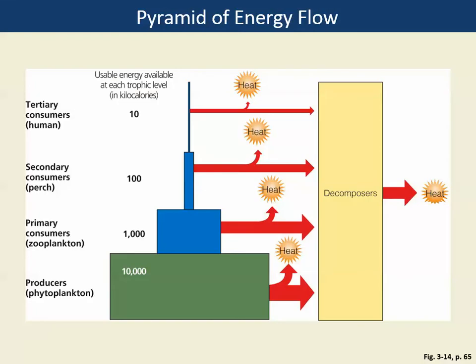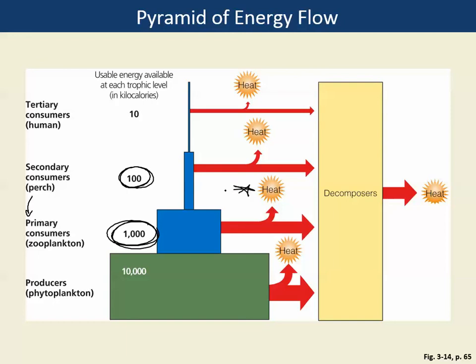So here's that pyramid of energy flow. We have an example. Let's say these producers have 10,000 kilocalories of energy available. The zooplankton, these primary consumers, wind up feeding on those phytoplankton. Of those 10,000 kilocalories, only 1,000 of them transfers into the zooplankton. Now you've got the secondary consumers, the perch, eating the zooplankton. Well, they only have 1,000 kilocalories available. So the perch eats, and only 100 kilocalories of that was transferred to the perch. The rest was lost as heat.